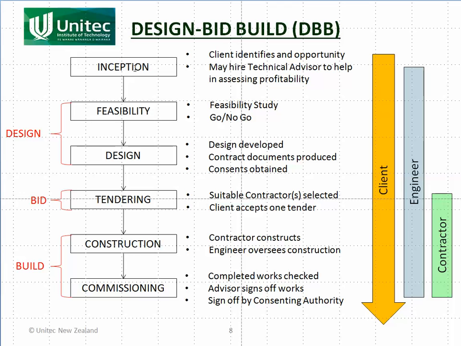So this should be familiar to you. You've got inception, feasibility, design, tendering, construction, and commissioning. That's the engineering project process we looked at in earlier slidecasts. Notice that the feasibility and design are design, the tendering is bid, and the construction and commissioning is build. So design, bid, build, hence the name.